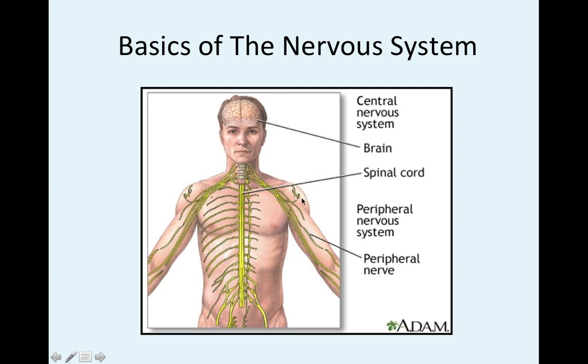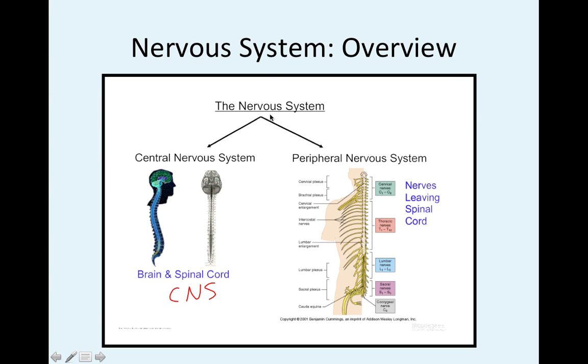Okay, so the basics of the nervous system. We're going to have two parts. We have the central nervous system and then our peripheral. And that's what our first slide is. So the nervous system is broken down into two main components. Now, the central nervous system doesn't get broken down any further.